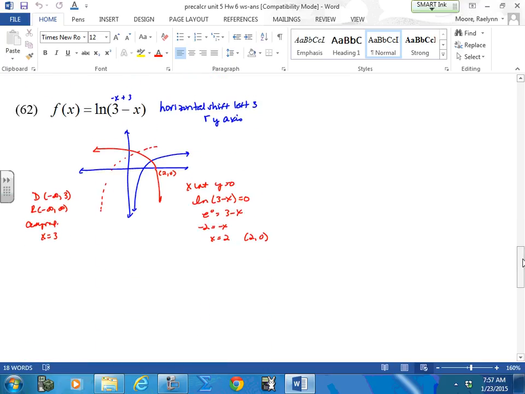Okay? Turn this around. Do your negative x plus 3. So you're going to do your left 3 and a horizontal shift left and then a reflection in the y.